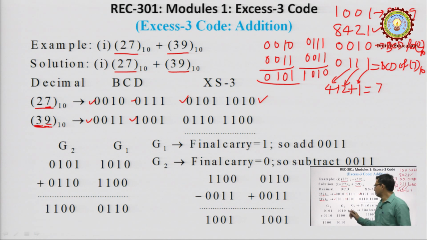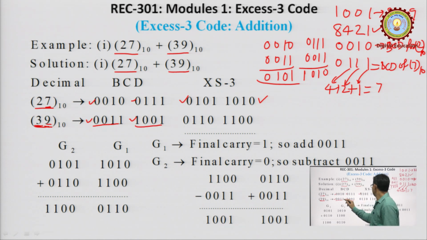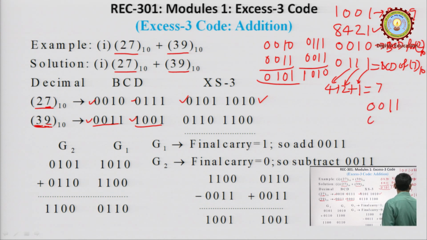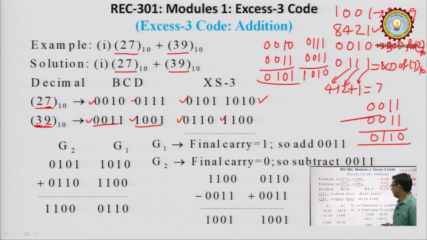Okay. To get the Excess-3 code of 39, we have to add the binary equivalent of 3 in this digit as well as in this one. So, if I add 3 here, this is 0011, then 0011, and this is the Excess-3 code for 3.